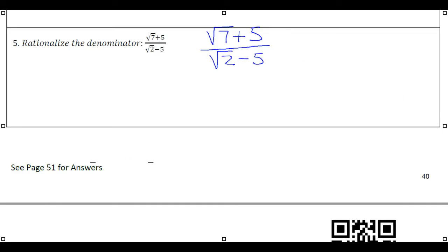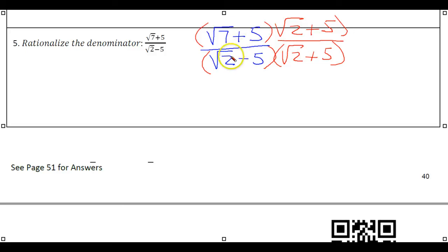In example 5, we want to look at what are our radical conjugates. We'll set this up little by little. So we have the square root of 2 plus 5. Square root of 2 plus 5. Remember, this is just a 1. We can multiply anything by 1. All right, let's do the FOILs.